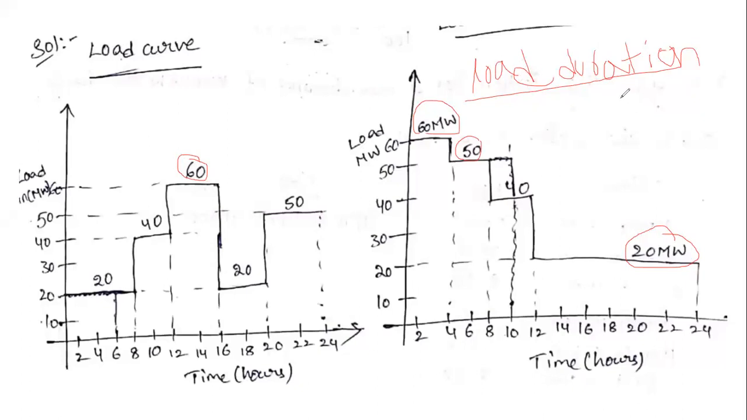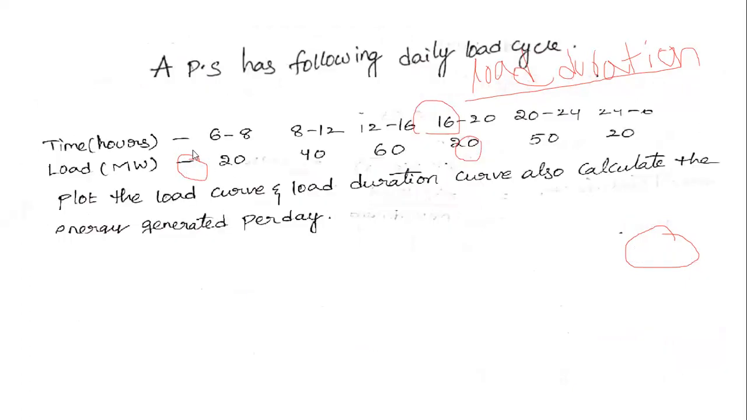By using this load duration curve, we can easily observe the highest peaks that will be obtained in the power system or the power plants, and how many hours that highest peak at a particular load will be obtained. That will be easily calculated by using the load duration curve. Understand? This is the graph that will be shown between the load curve and the load duration curve.